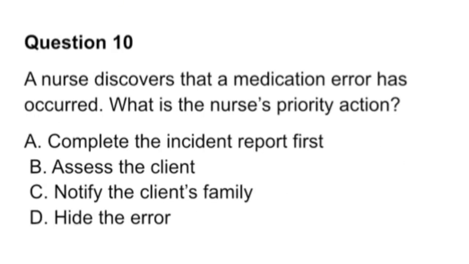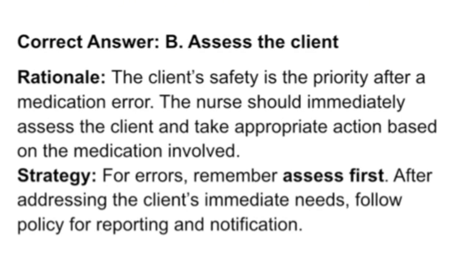Question 10. A nurse discovers that a medication error has occurred. What is the nurse's priority action? A. Complete the incident report first. B. Assess the client. C. Notify the client's family. D. Hide the error. Correct answer: B.